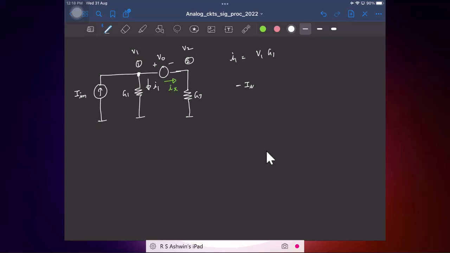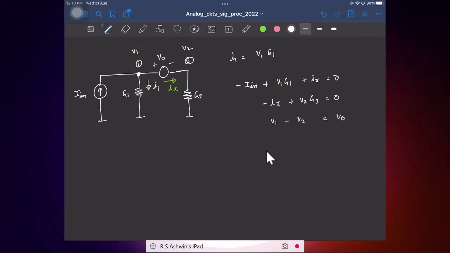Minus I in, that is the current leaving here, plus V1 G1 plus Ix equal to 0. Simple. Similarly at node 2, I'll have minus Ix, because current entering is Ix, leaving is minus Ix, plus V2 G3 is 0. Now how many unknowns do I have? I have V1, V2 and Ix. So I need one more equation. So what is the third equation? Simple. V1 minus V2 is V0.